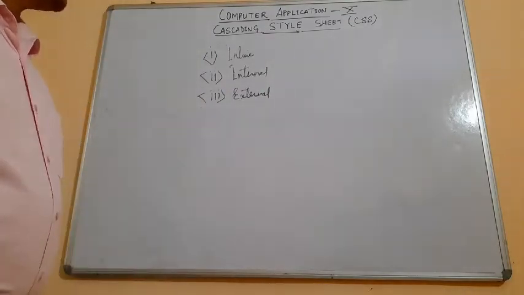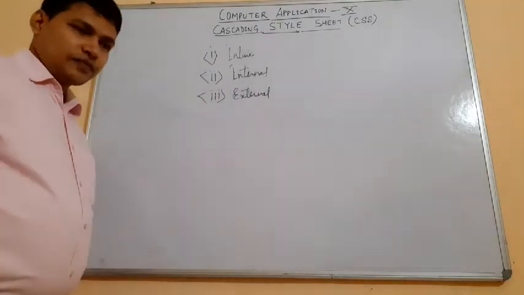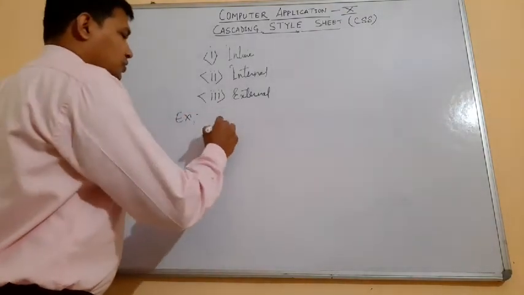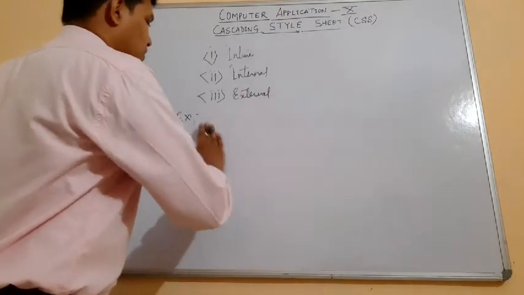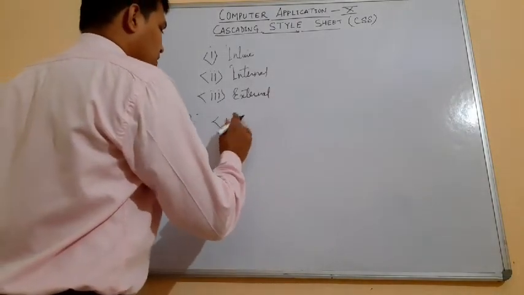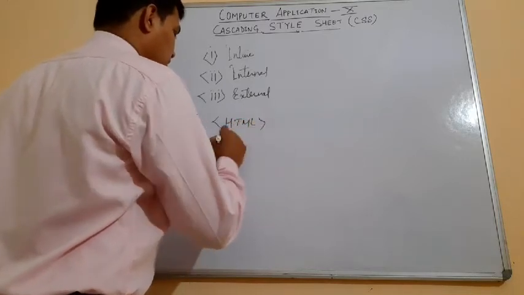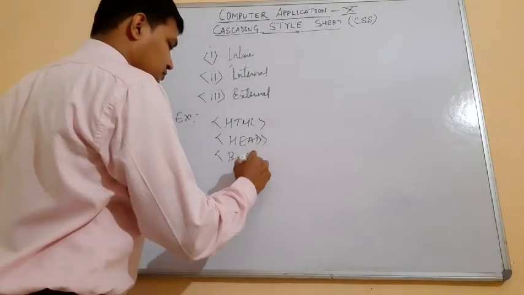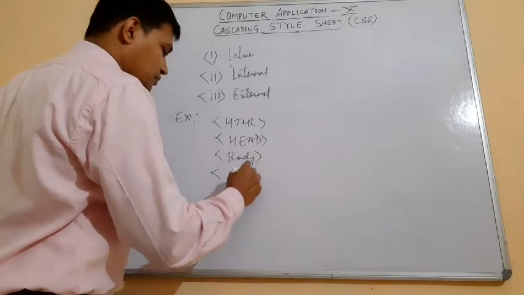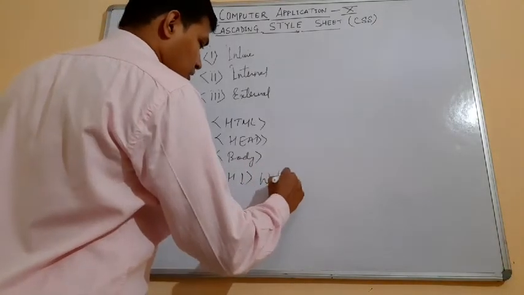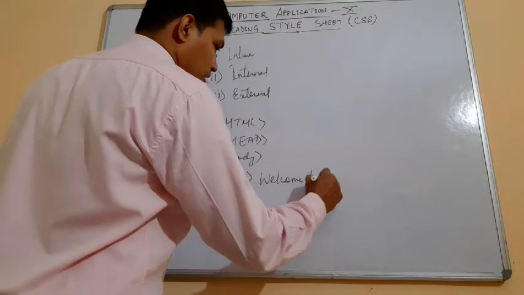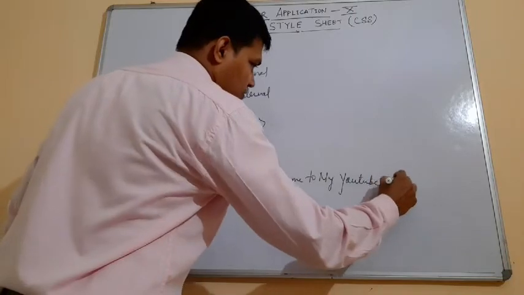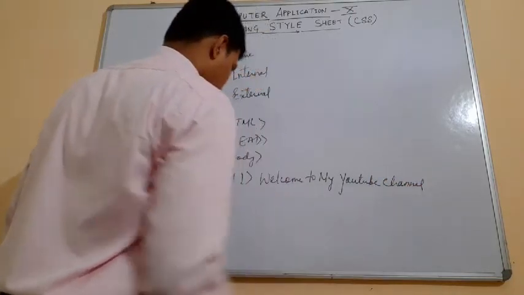How do you use internal, external and inline? For example, I am giving an example. You want to create three headings. This is an HTML file. Then you have to use head, then use body. And in the body there is H1, welcome to my YouTube channel. H1 is closed.